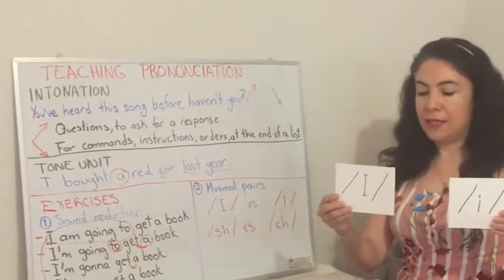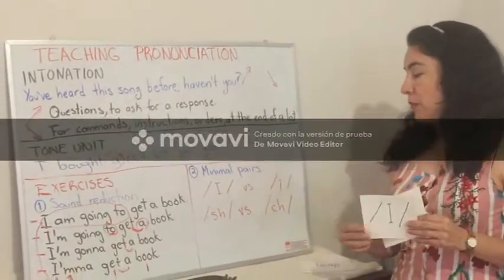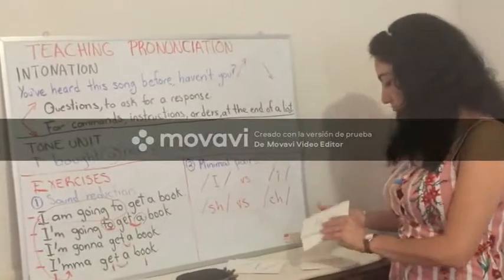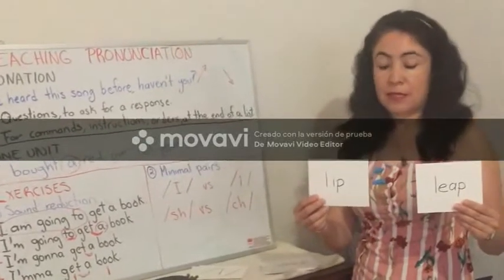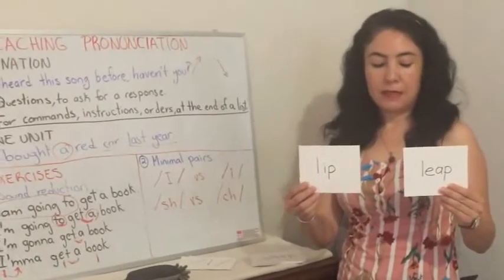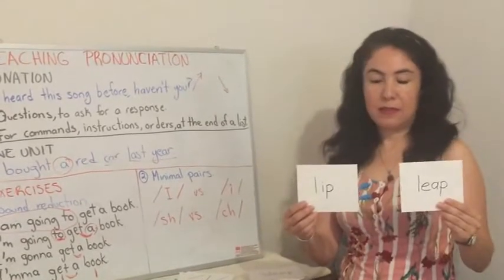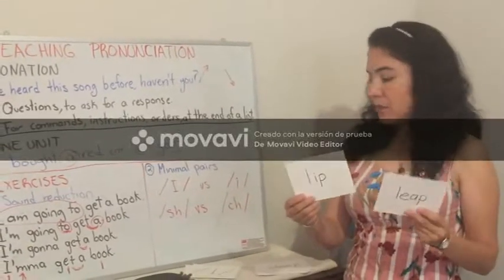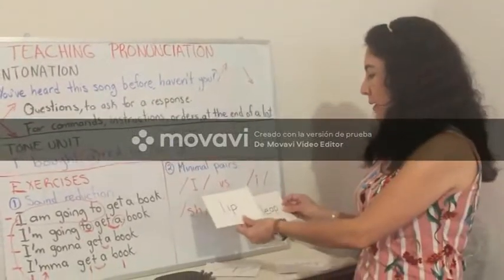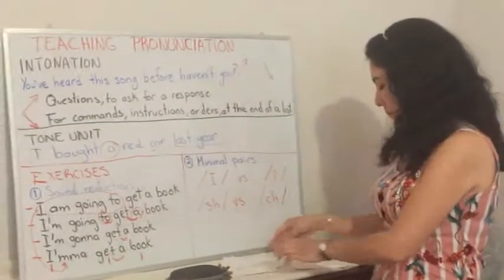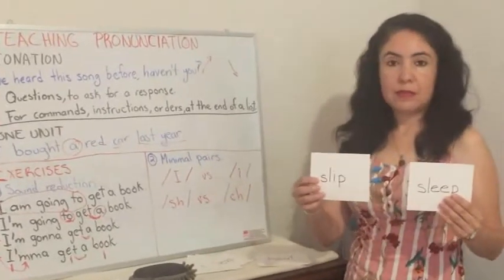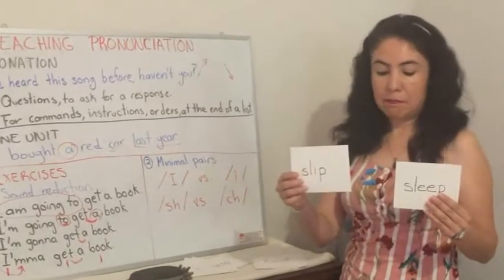E, E, and I explain how one is short and the other is long. Then we have pairs of words that students need to identify and repeat. For example, lep, leap, lep, leap. Then students sometimes get them all mixed and they have to identify which go with which sound. For example, slep, sleep, slep, sleep.